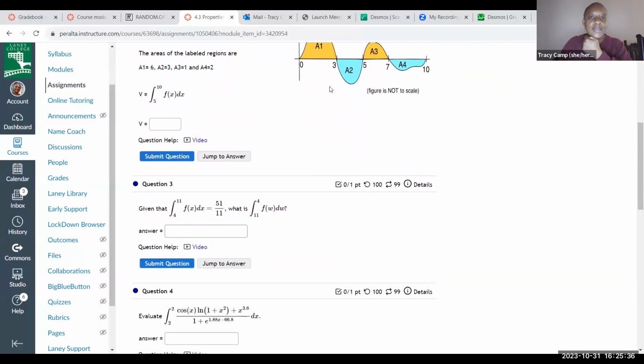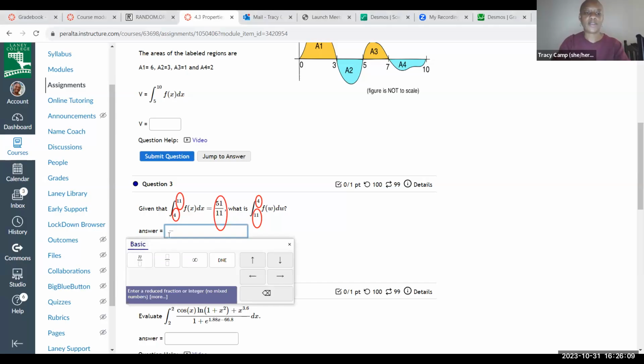So notice here, they give us the definite integral from 4 to 11, right? And they tell us that this is equal to 51 over 11. And then they ask us to find the definite integral from 11 to 4. So the limits of integration have been switched. And when that happens, just stick a negative in front of the original value. So this will be negative 51 over 11.